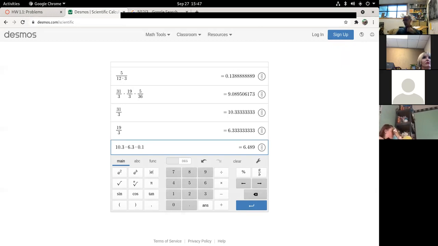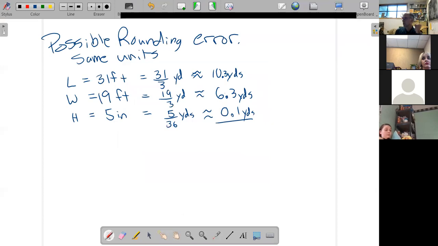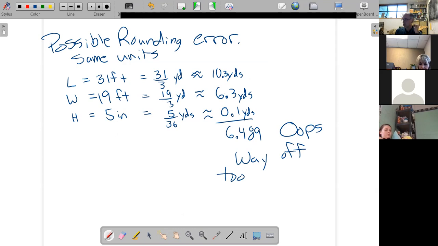So again, it's usually a good idea to try to round as little as possible until the end. And our calculators allow us to do that by holding on to fractions or longer decimal places. So that was a bad idea. So too much rounding.